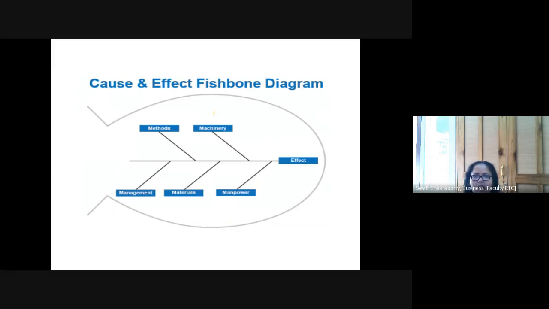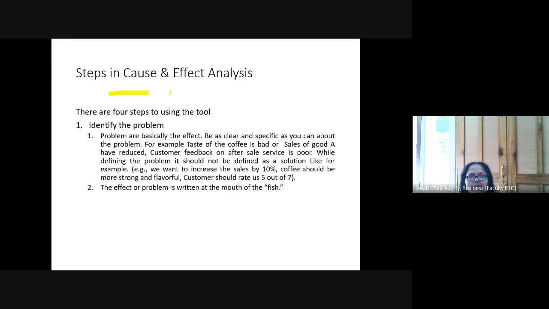So, cause and effect diagram. See, this is the effect, the final effect. This is the main problem. And when we start checking out, we see the different factors which have caused all these problems, which has led to this problem. So, it looks like a fishbone.